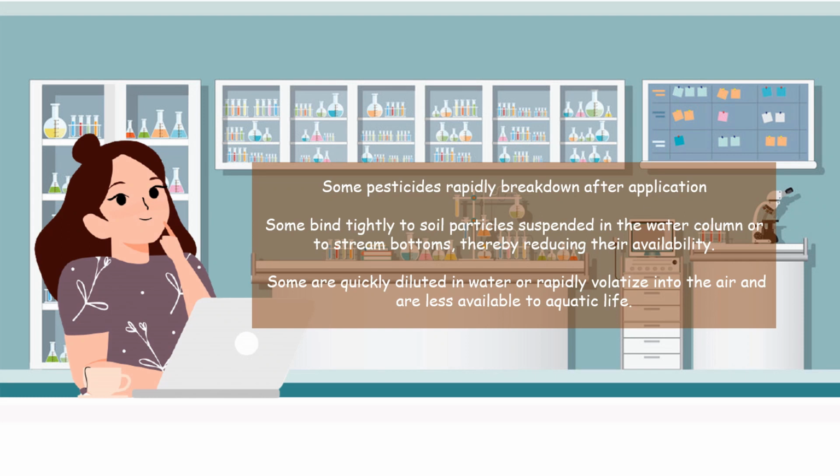Some chemical pesticides rapidly break down after application. Some bind tightly to soil particles suspended in the water column or to stream bottoms, thereby reducing their availability. Some are quickly diluted in water or rapidly volatilized into the air and are less available to aquatic life.